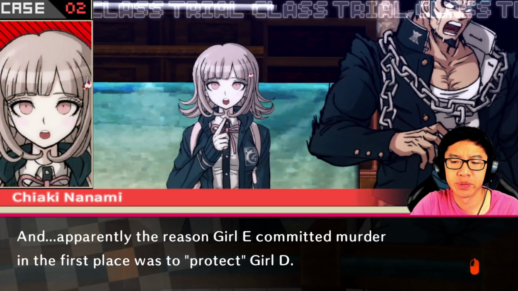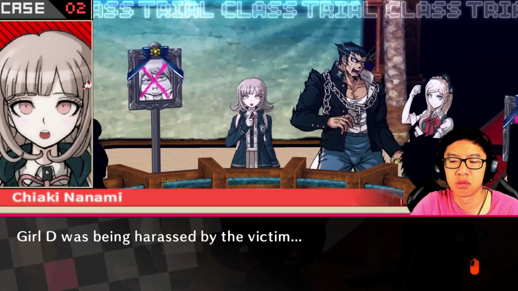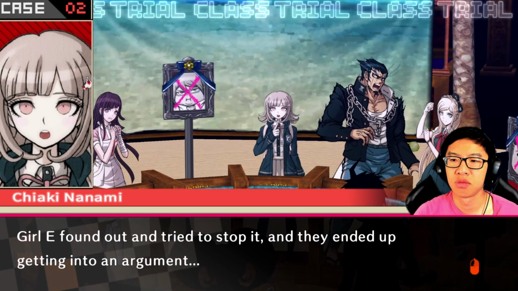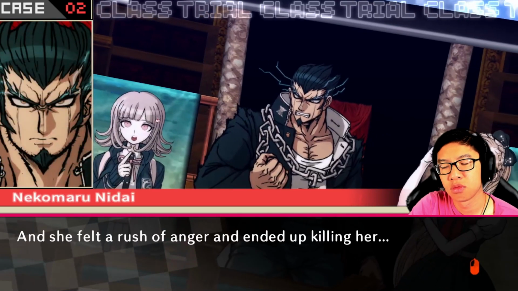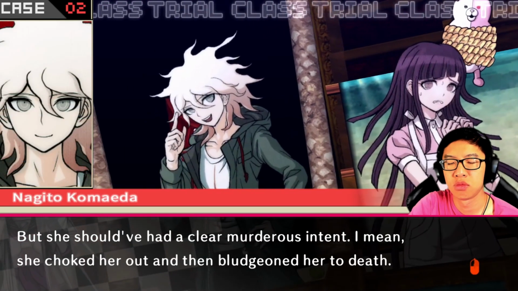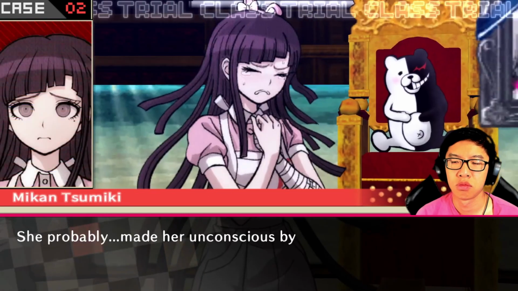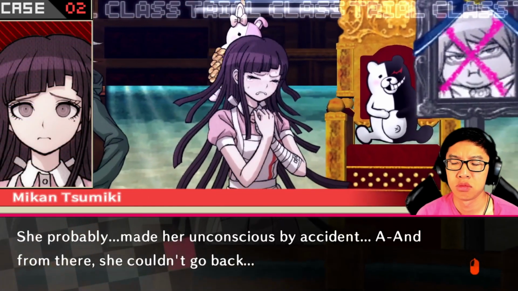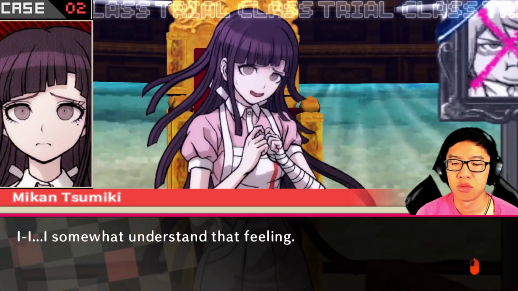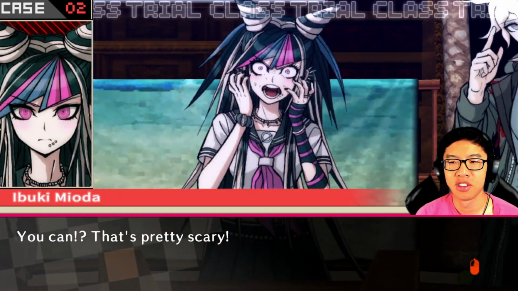And apparently the reason Girl E committed murder in the first place was to protect Girl D. Girl D was being harassed by the victim. Girl E found out and tried to stop it, and they ended up getting into an argument. And she felt a rush of anger and ended up killing her. But she should have had a clear murderous intent. I mean, she choked her out and then bludgeoned her to death. She probably made her unconscious by accident. And from there, she couldn't go back. I somewhat understand that feeling. Huh? You can? That's pretty scary.